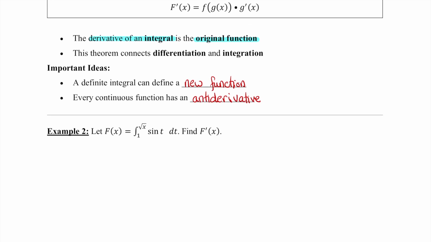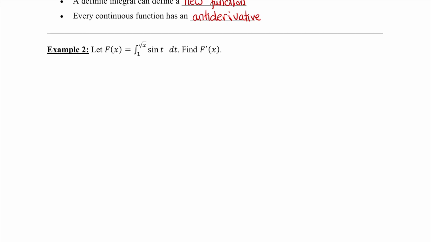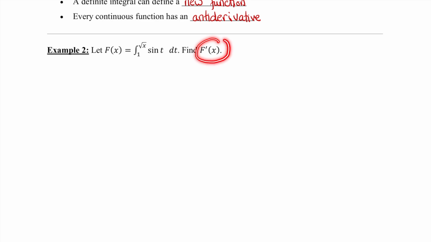Now, let's apply this to example 2. We have big F of x equals the definite integral from 1 to square root of x of sine t dt. And we want to find big F prime of x. First, recognize what we have. The lower limit is 1. The upper limit is square root of x, which is a function. So we must use the chain rule version of the theorem.